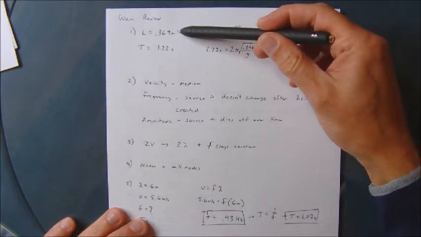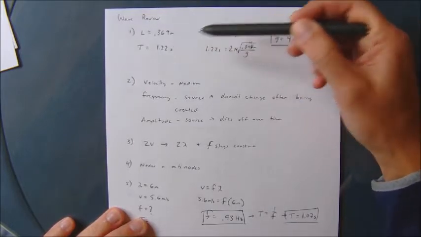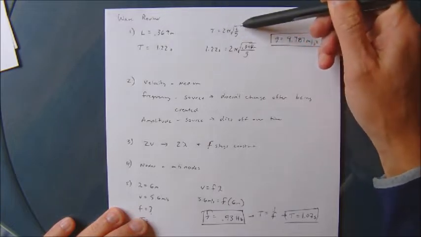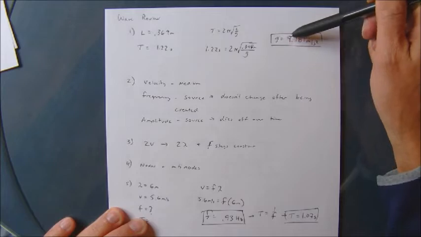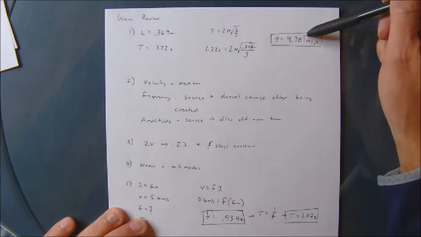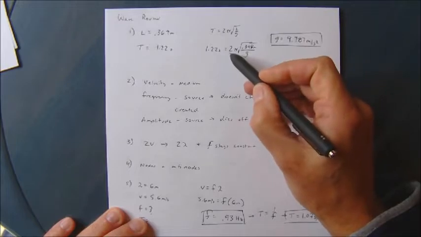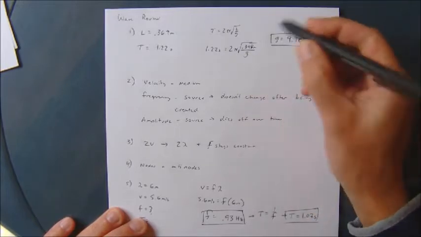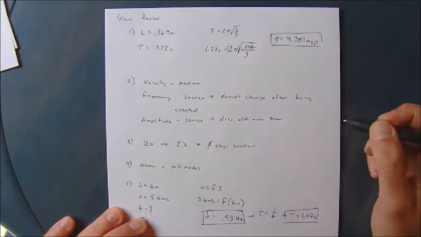We have a length of 0.369. Some of you might forget to convert that to meters. Period: our formula is period equals 2 pi times the square root of L over g. Plug and chug, and we get gravity to be 9.787. If you're not getting the right answer, it's probably because you're forgetting that when you divide by 2 pi in your calculator, you need to put parentheses around the 2 and the pi.